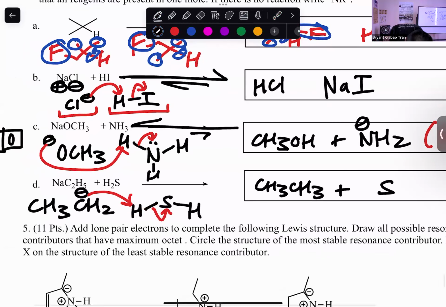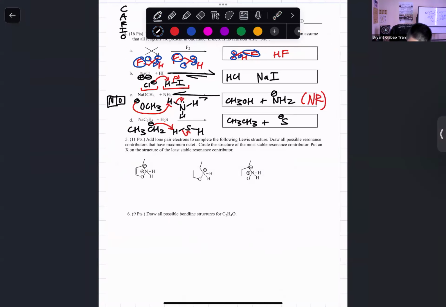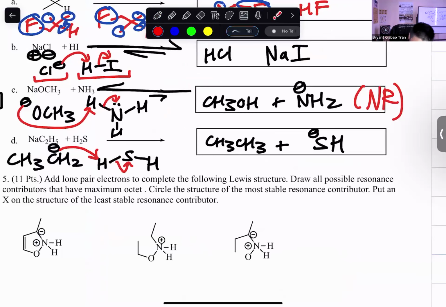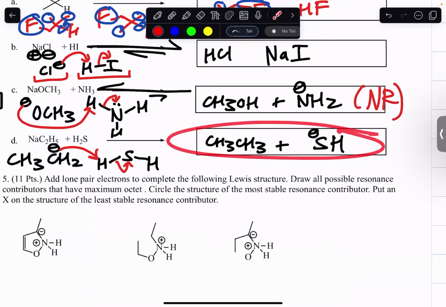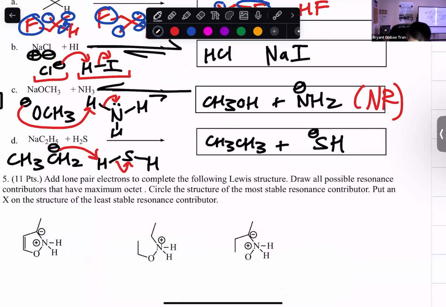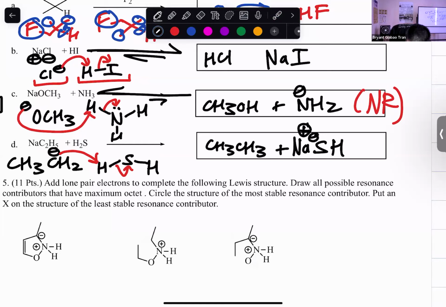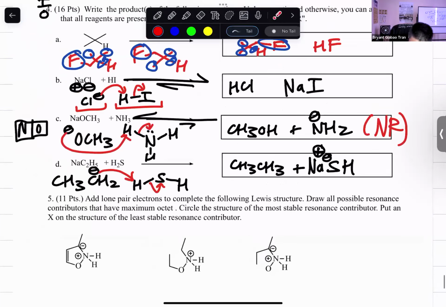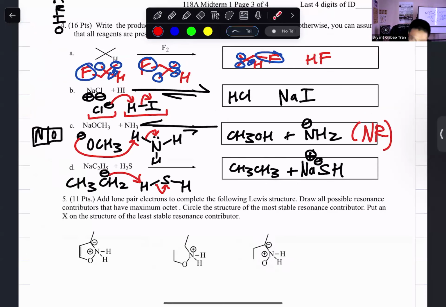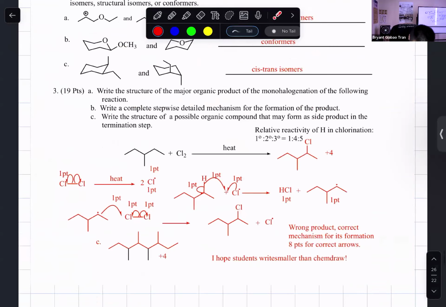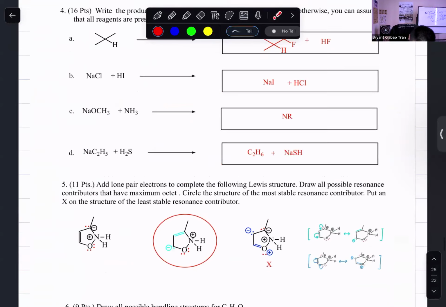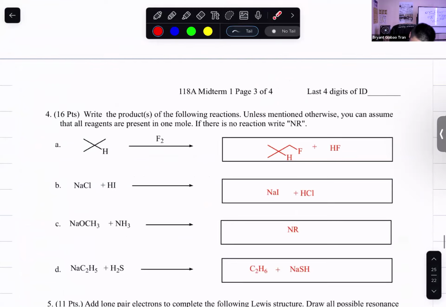Right. So if that's the case, then it would prefer to be in this direction, right? So we can say this as the answer, with the Na ion next to the sulfur, because Na is still floating around as a spectator ion. So that should be the answer. Let's check. Yep, right here.